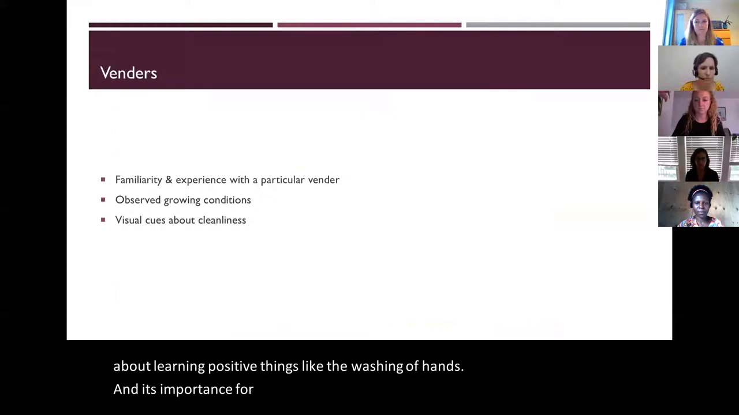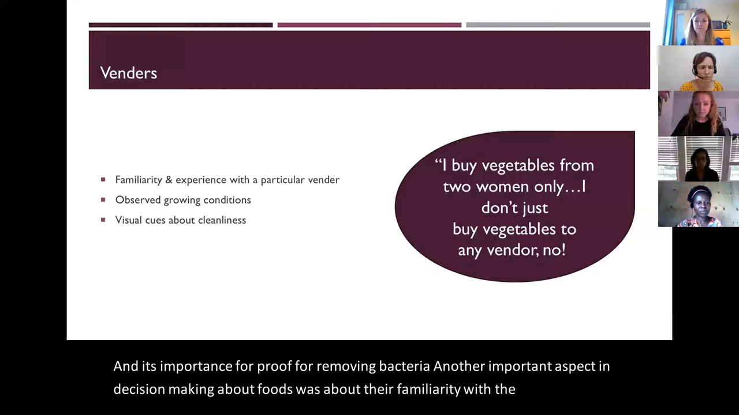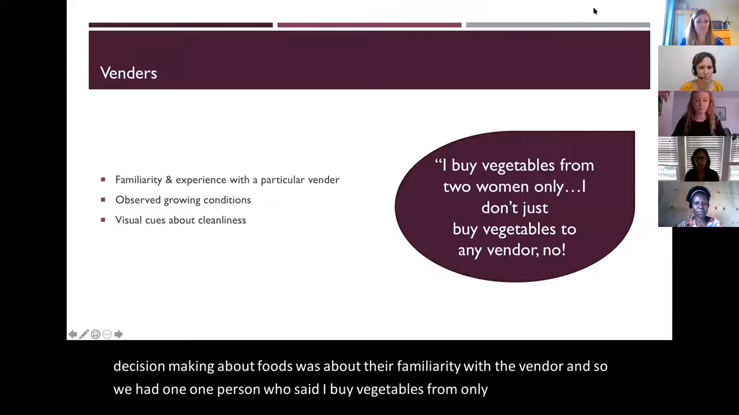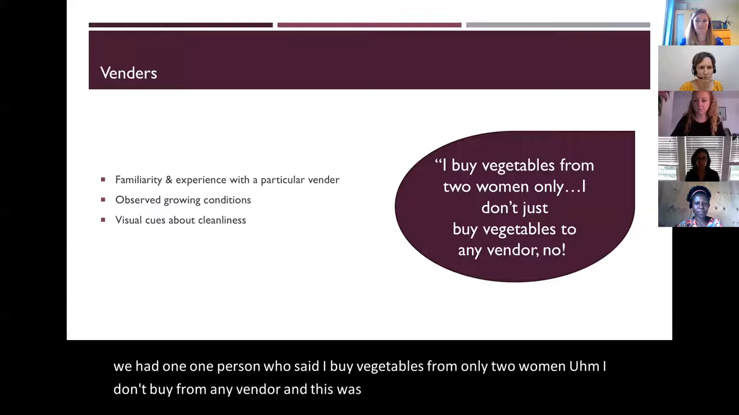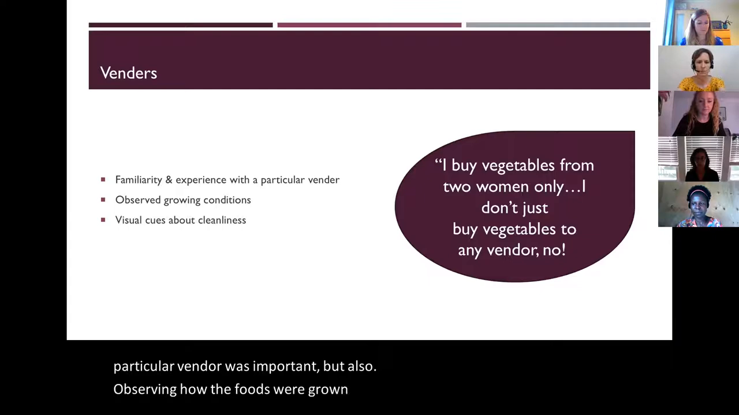Another important aspect in decision-making about foods was familiarity with the vendor. So we had one person who said, I buy vegetables from only two women. I don't buy from any vendor. Familiarity and experience with a particular vendor was important, but also observing how the foods were grown and other visual cues about cleanliness were important factors.